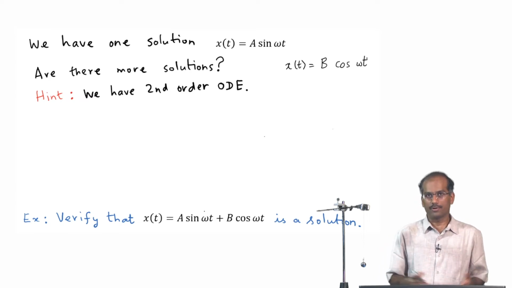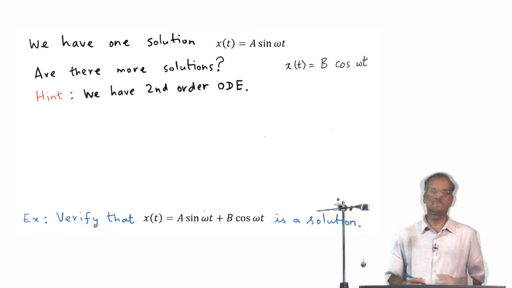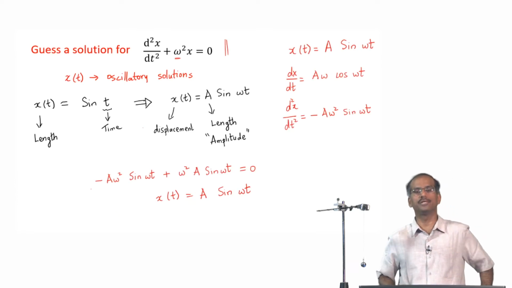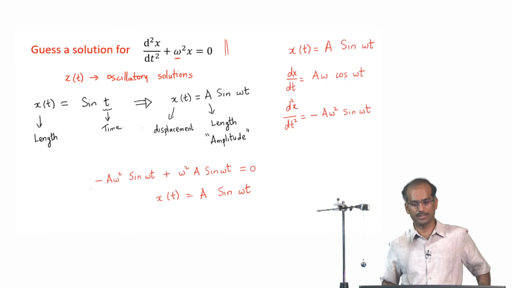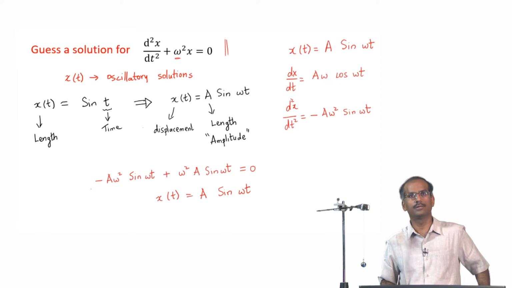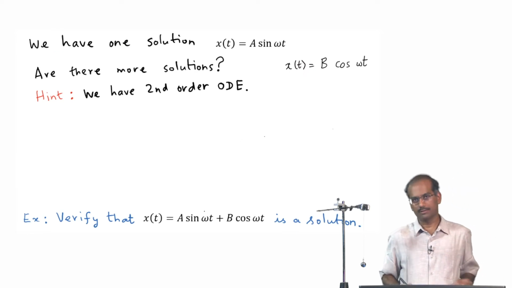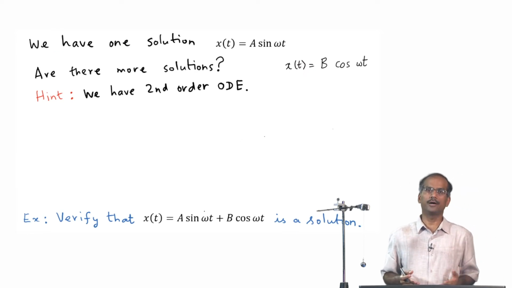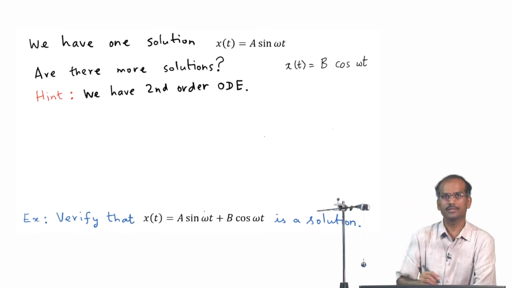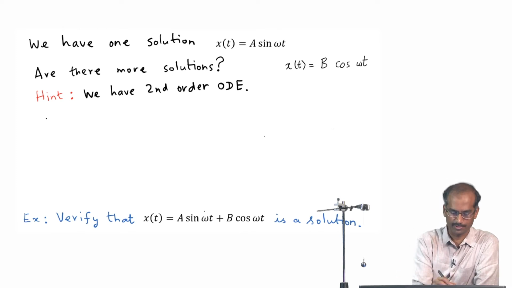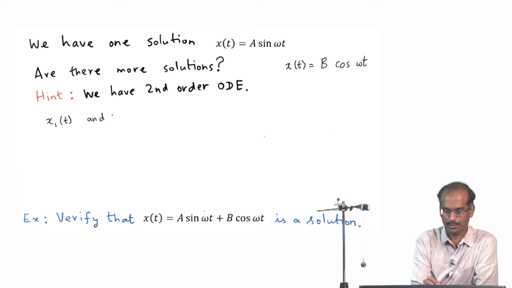The hint for all this comes from the fact that the differential equation that we started with, d square x by dt square plus omega square x equal to 0, is a second order linear differential equation, which means that in principle it should have two independent solutions. Let us say that I have two possible solutions for my differential equation, which could be x 1 of t and x 2 of t.